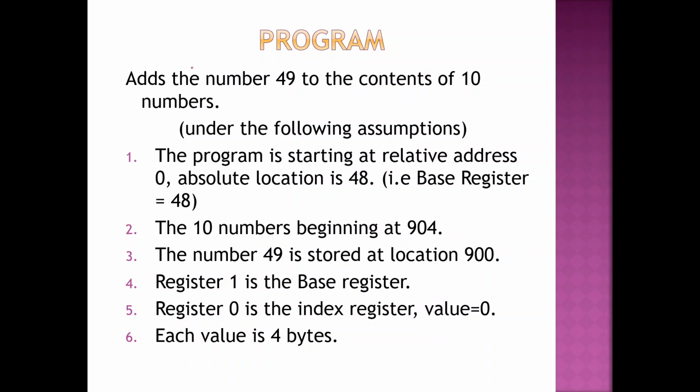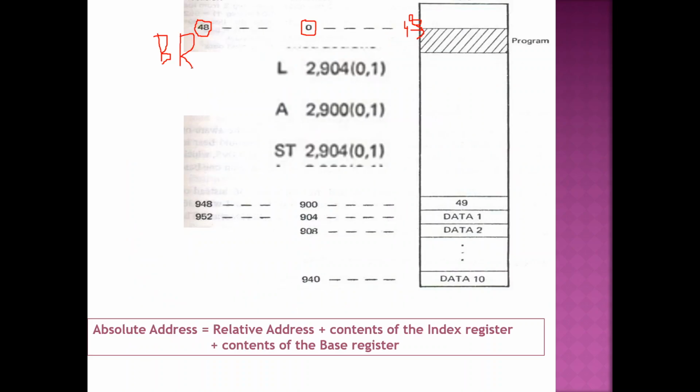The next assumption is the 10 numbers begin at location 904. Why is this assumption? I will tell you. We are writing the program from 0, right? It goes on. We don't know how many lines it is going to take for us to write the program. So we are leaving sufficient space and going to relative address location 900, and we are going to store this number 49. Why do we need to store 49? Because we have to add 49 with all the data we have. Yes or no? So that 49 I am first storing in the location 900.